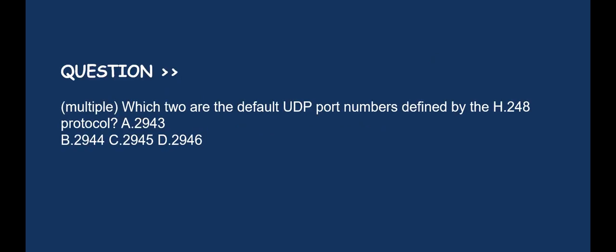Our question is, which two are the default UDP port numbers defined by the H248 protocol? The options are option A, 2943, option B, 2944, option C, 2945, option D, 2946. The correct answers are option B and C.